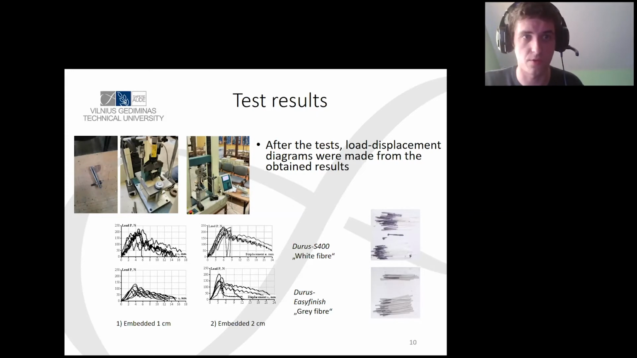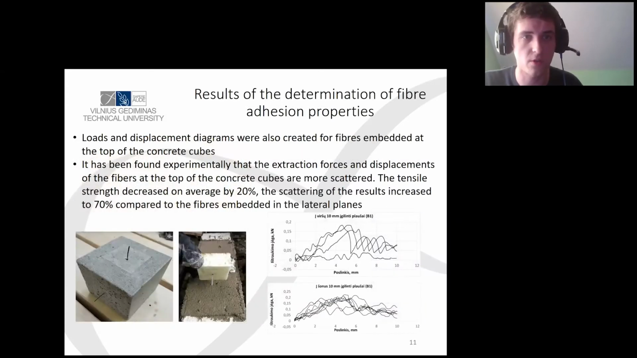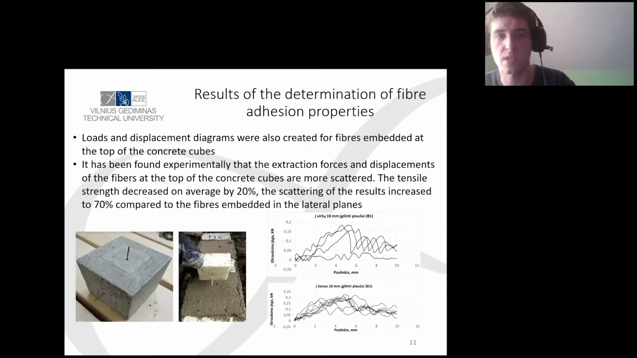As I've said before, the load and displacement diagrams were also created for fibers embedded at the top of the concrete cubes. It had been experimentally found that the extraction forces and displacements of these fibers at the top of the concrete cubes are more scattered. The tensile strength decreased on average by 20%. The scattering of the results increased to 70% compared to the fibers embedded in the lateral planes. The graphs are given below. The top one is the top plane fibers, and the lower one is the lateral plane fibers.